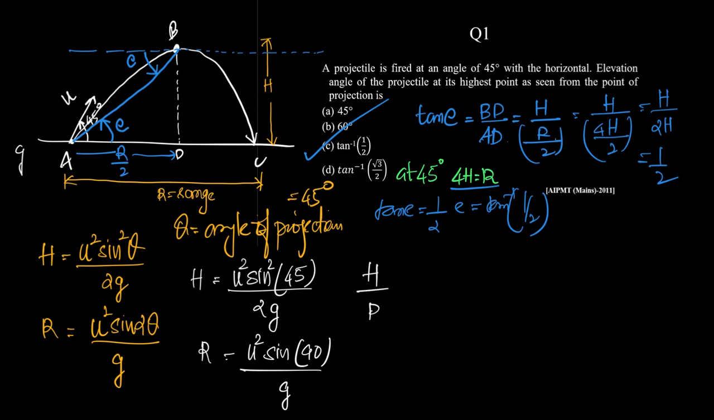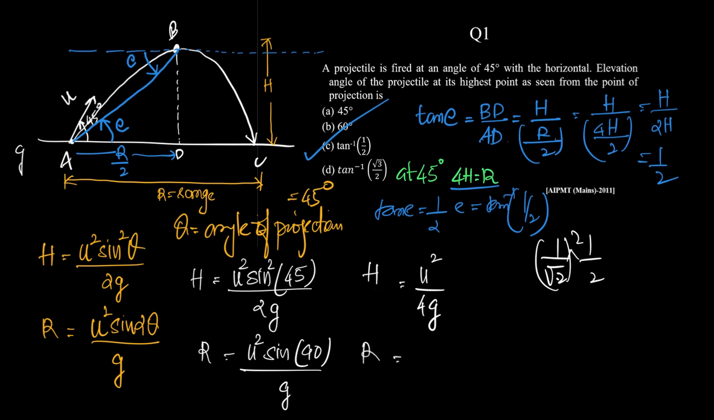So if you divide H by R, what do you get? U square sine square 45. What is sine 45? Sine 45 is 1 by root 2. So what is sine square 45? It is 1 by root 2 the whole square, that is 1 by 2. So this can be written as U square by 4g, because 1 by 2 into 1 by 2 is 1 by 4. Sorry, let us write H is equal to U square by 4g.